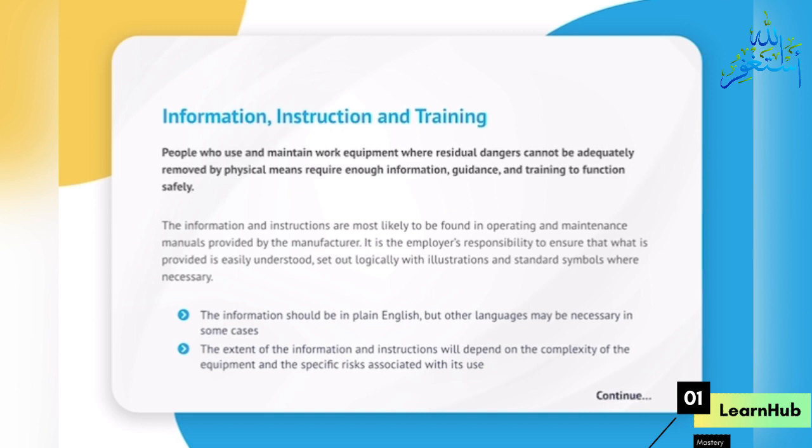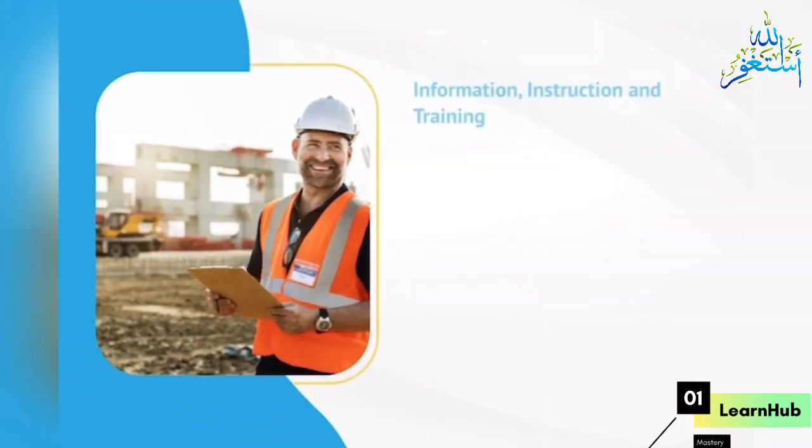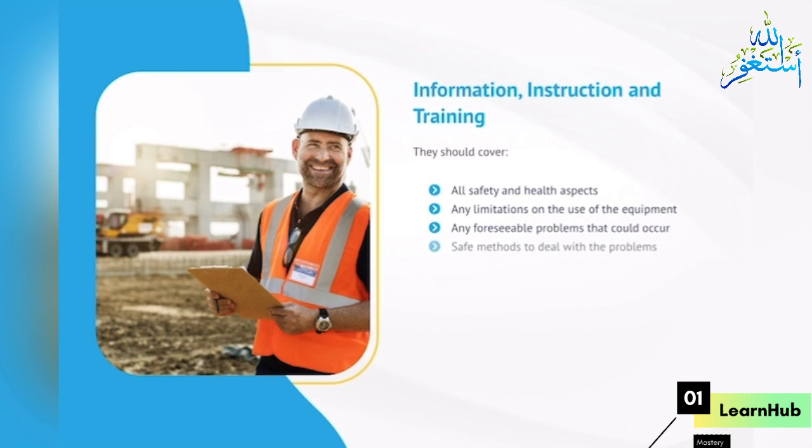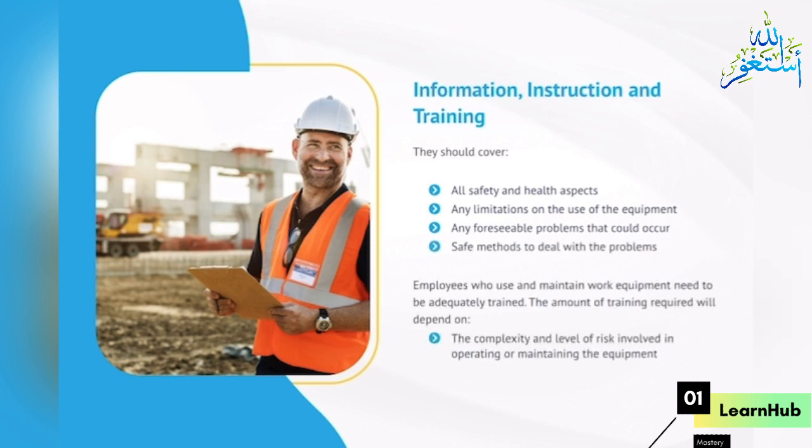The extent of the information and instructions will depend on the complexity of the equipment and the specific risks associated with its use. They should cover all safety and health aspects, any limitations on the use of the equipment, any foreseeable problems that could occur, and safe methods to deal with the problems. Employees who use and maintain work equipment need to be adequately trained. The amount of training required will depend on the complexity and level of risk involved in operating or maintaining the equipment, the experience and expertise of the person performing the work, and whether it is intended for routine usage or maintenance.